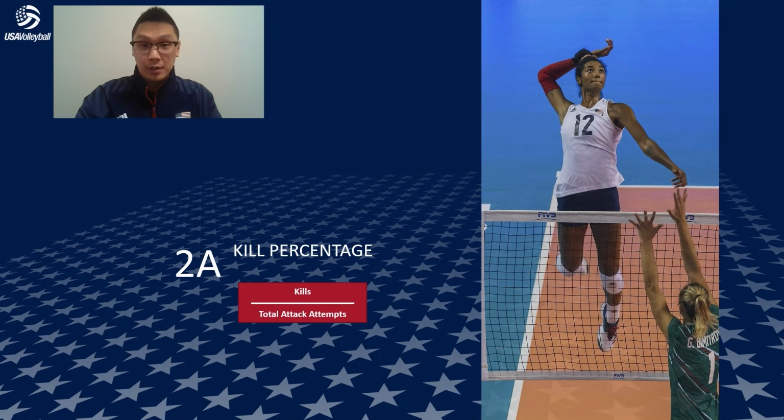Firstly, your kill percentage is calculated very much like your good pass percentage. You'll take the total number of kills you have divided by your total number of attack attempts. This gives you a good indication of how terminal you are as an attacker.